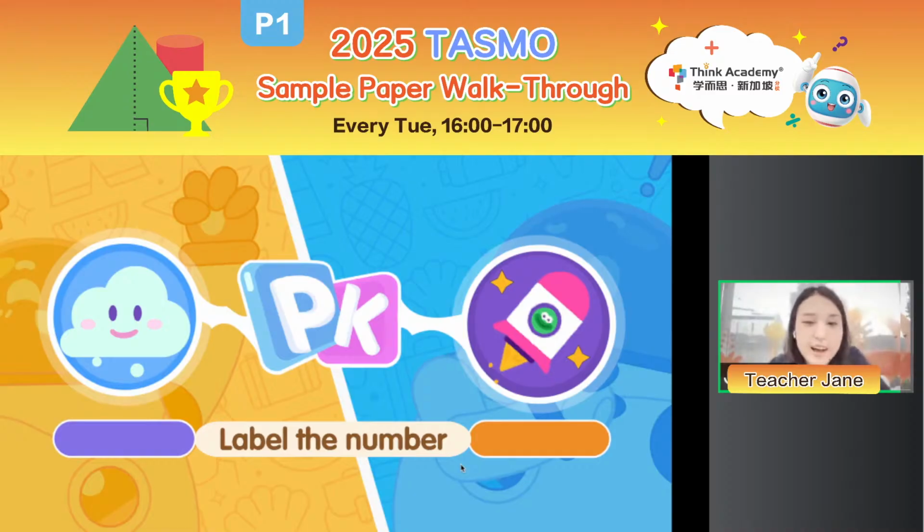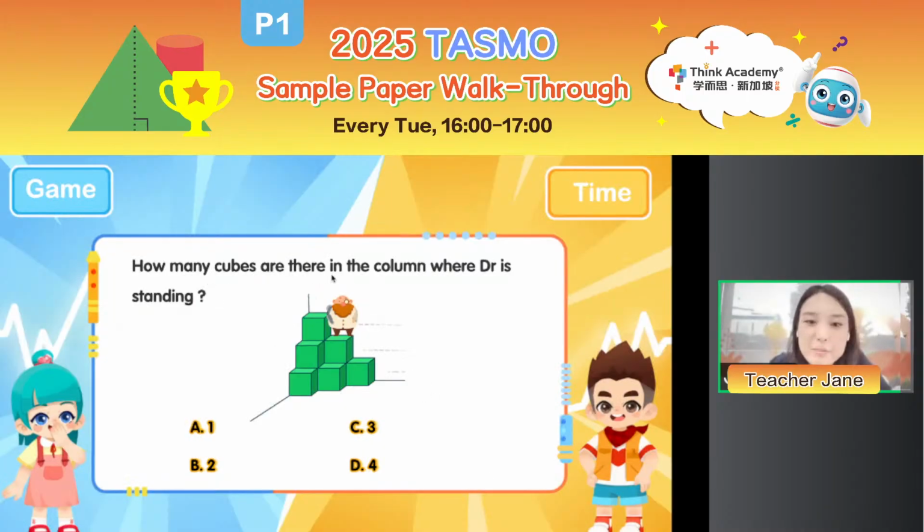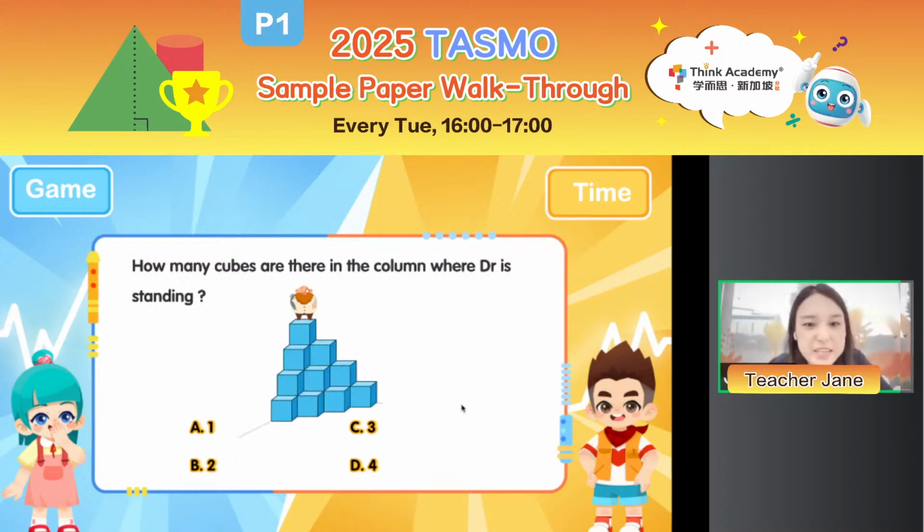This time, how about we count by columns and see how we can label the numbers? Okay, everyone, let's see. How many cubes are there in the column where the doctor is standing? Type in your chat box. Yes, option B. How many cubes are there in the column where the doctor is standing? Yes, there are 4, right?